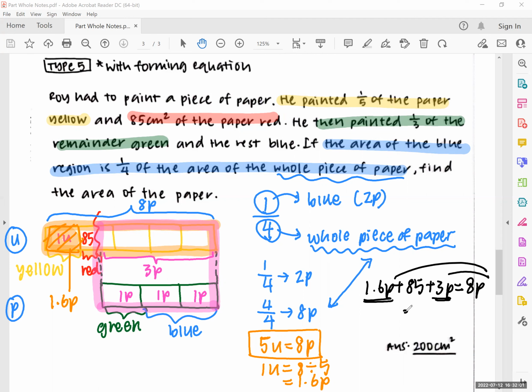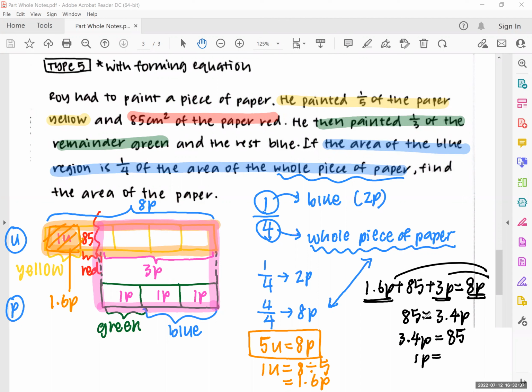So I know that 85 is actually equal to 8 parts, take away the 3 parts, take away the 1.6 parts, which is equal to how much at the end of the day? 3.4 parts. I'm going to blank this one out because I've got enough space. So for me, I won't write it like that because it's very confusing. Always write your parts and units first, right? So I know that 3.4 parts is actually equivalent to 85. And from here, I can find 1 part.